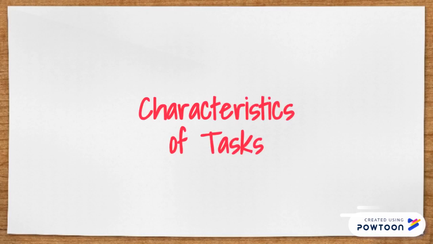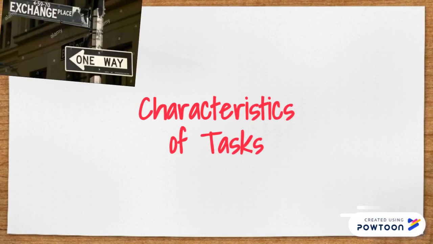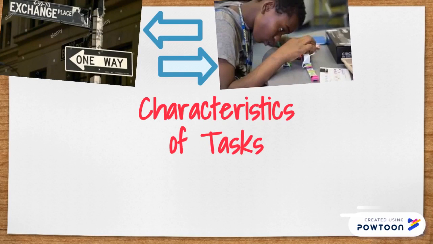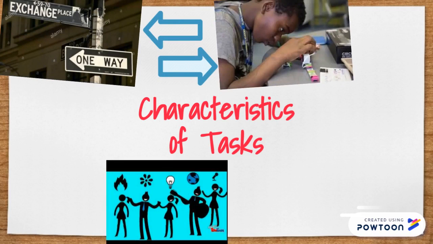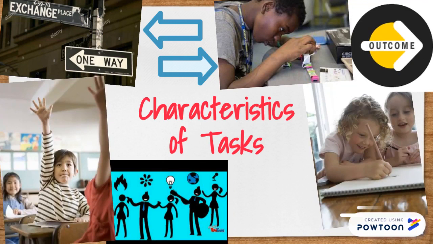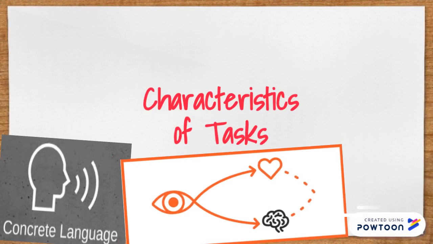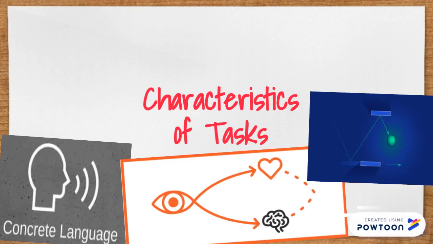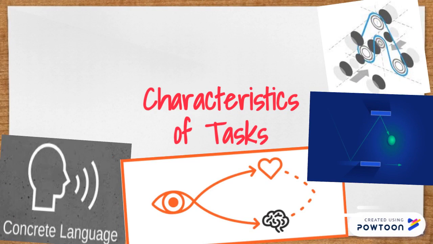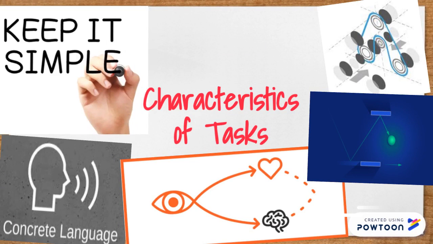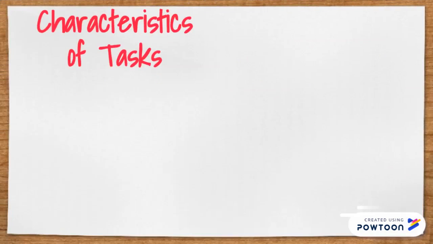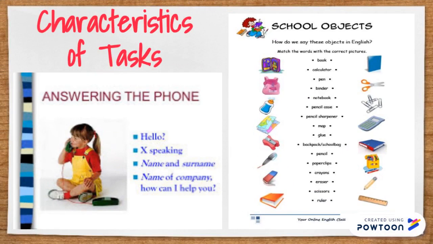Other characteristics of tasks. Tasks may involve a one-way or a two-way exchange of information. They can be convergent or divergent, that is, if students achieve a common goal or several different goals. They can also be collaborative or competitive, and may have single or multiple outcomes. The task may involve the use of concrete or abstract language. It may require simple or complex cognitive processing. The linguistic demands of the task can be relatively simple or complex. The task can be reality-based or not reality-based. That is, whether the task mirrors a real-world activity or is a pedagogical activity not found in the real world.